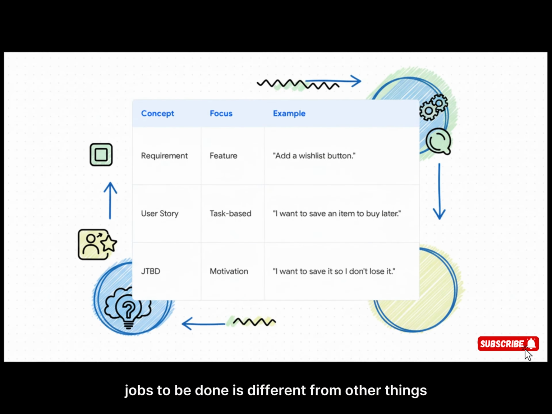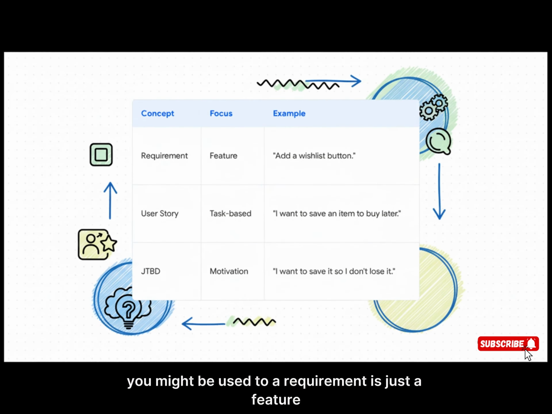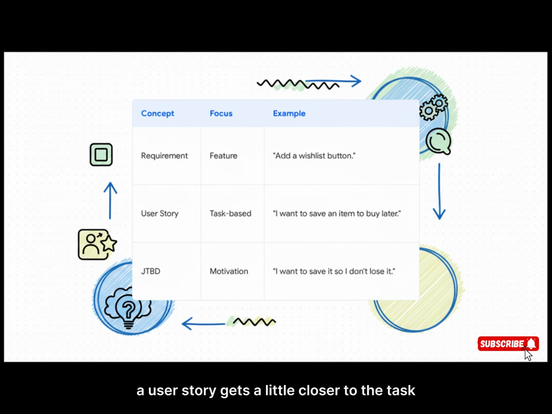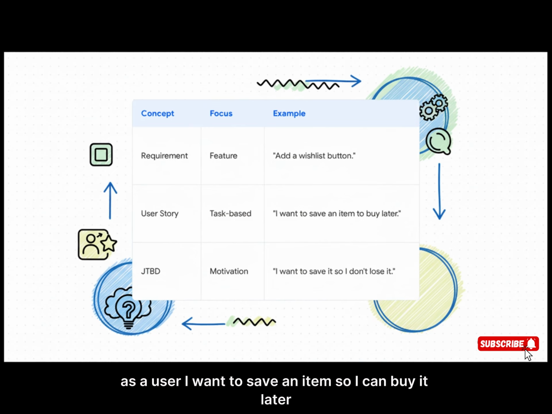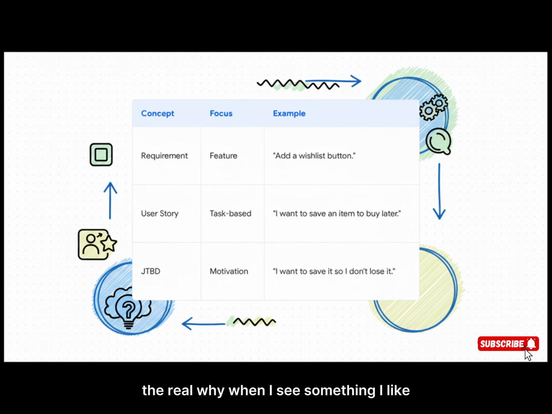And this is how jobs to be done is different from other things you might be used to. A requirement is just a feature. Add a wish list button. A user story gets a little closer to the task. As a user, I want to save an item so I can buy it later. But the job to be done gets to the deep motivation, the real why. When I see something I like, I want to save it so I don't lose track of it. See how it digs into that core human need?